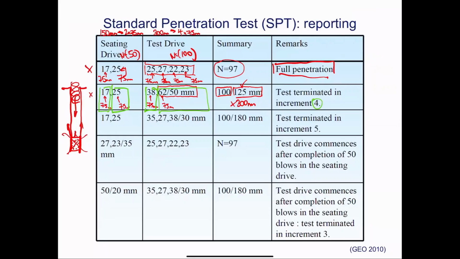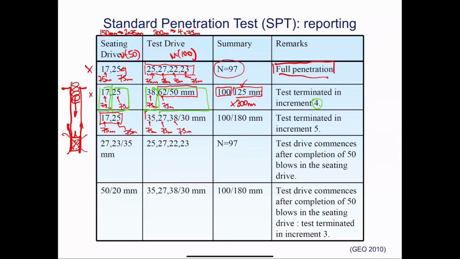Now, let's look at the next example. What else can happen during SPT test? Well, we have the exact same seed drive condition for the first 75 millimeters and the next 75. So the seed drive was successful. For the test drive, we required 35 blows to reach the first 75 and then 27 to reach the next 75. And we encountered some struggles for the third test drive increment. For the third test drive increment, we required 38 blows to only penetrate 30 millimeters.